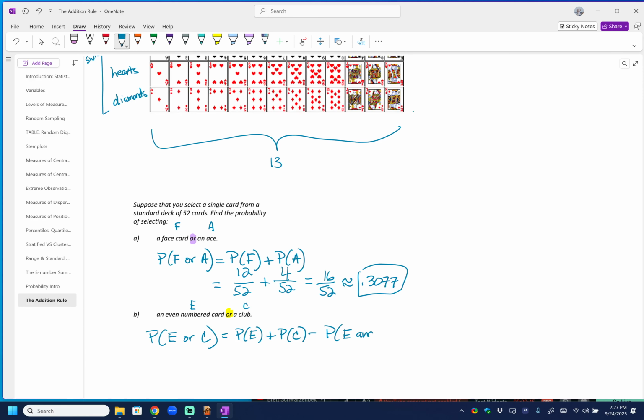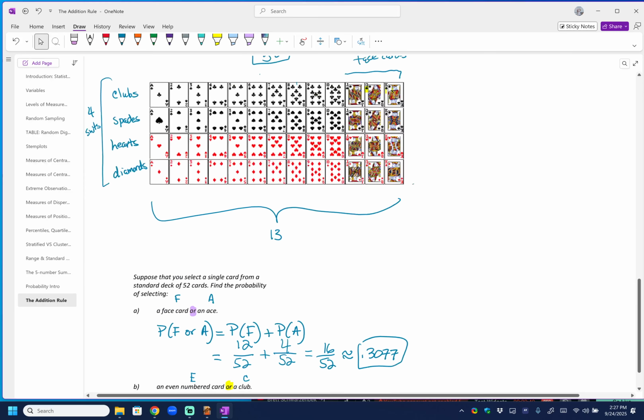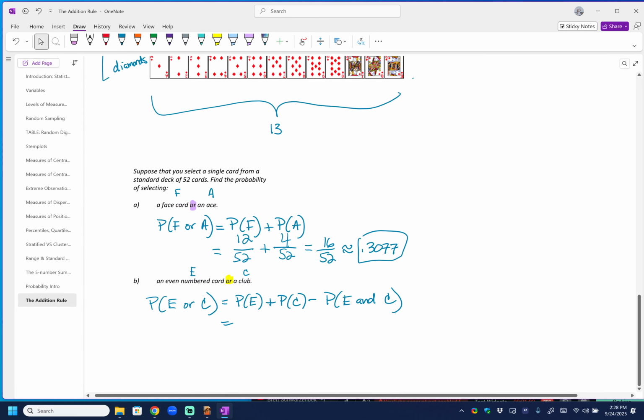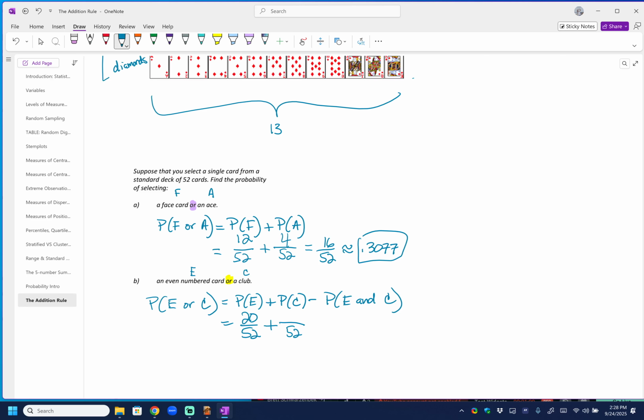So let's get on that. So we have our even cards. Let's count them. We got 1, 2, 3, 4, 5 with even numbers on them. But we also have 4 suits. So 5 times 4 is going to give us 20 even cards out of our 52 in our deck. For our clubs, we already mentioned that there are 13 in each suit. So 13. But now we're going to have to take out the overlap.